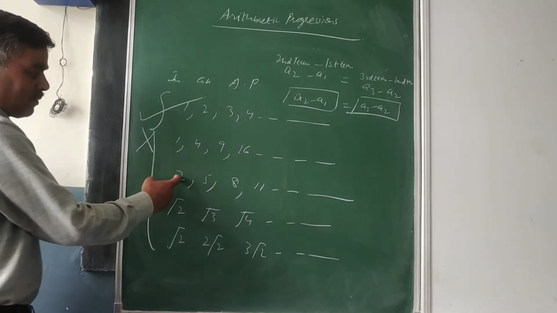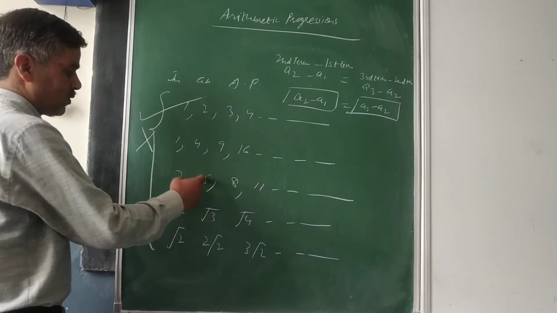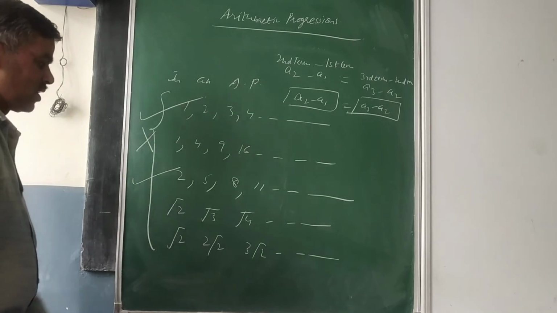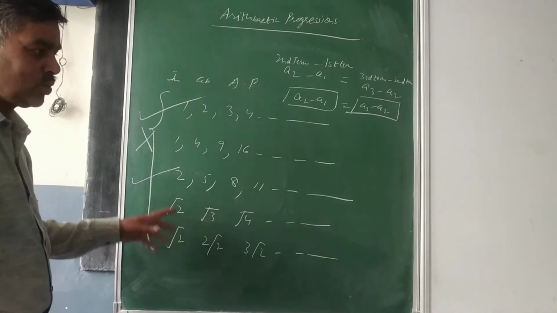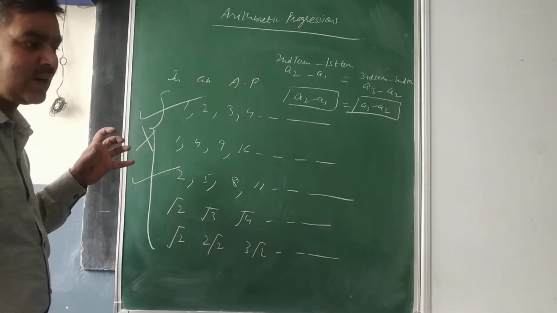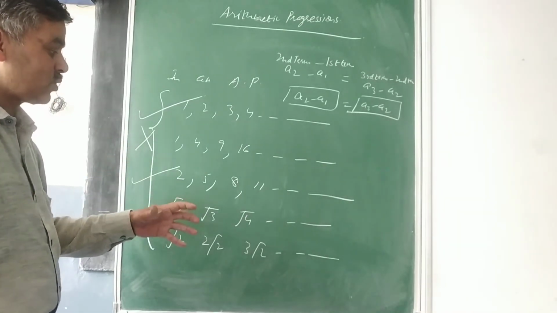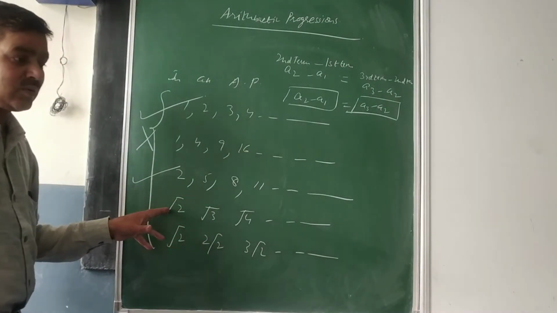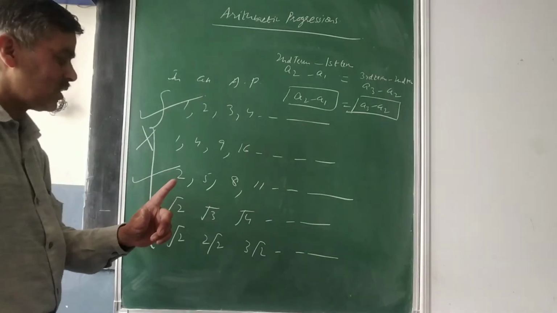See here, 5 minus 2, 3, 8 minus 5, 3. Answer is yes. Under root 3 minus under root 2 does not mean is equal to under root 1. Please remember, most of the students are writing the answer for such sequences is yes. It is not like this, dear students.